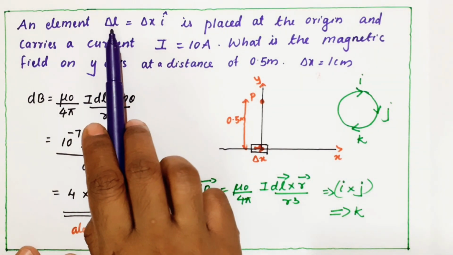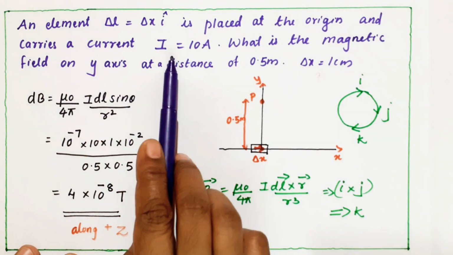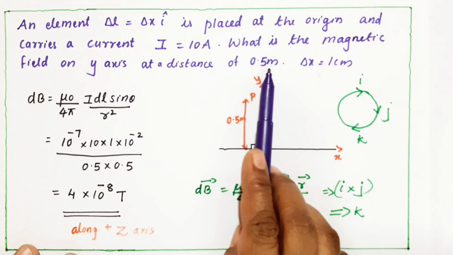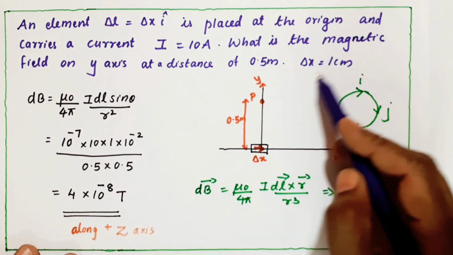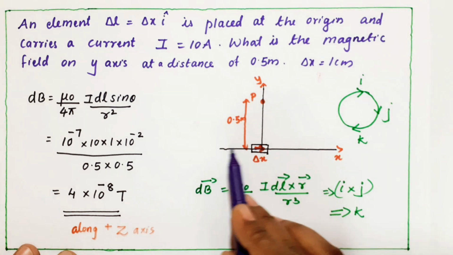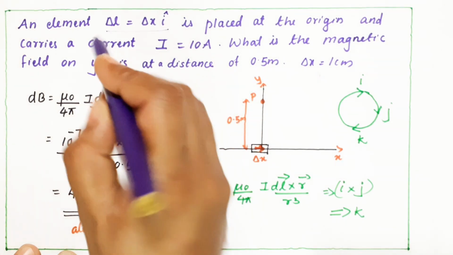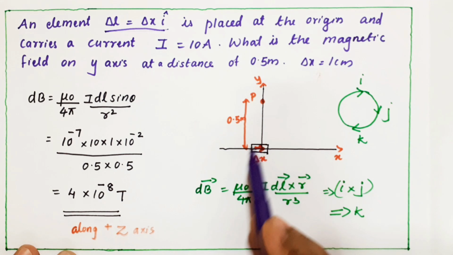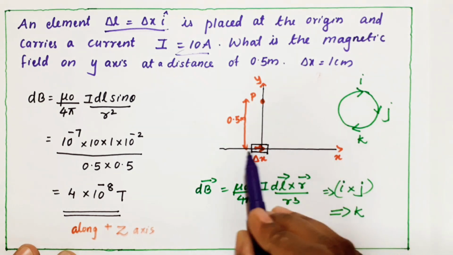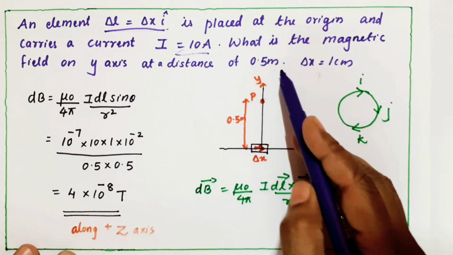An element of length delta L equals delta x is placed at the origin and carries a current of 10 ampere. What is the magnetic field on the y-axis at a distance of 0.5 meter? And delta x they gave as 1 centimeter. So here they told you to take an element. This is a current carrying conductor and we take an element here. What is the element length they told? Delta L equals delta x. It carries current, 10 ampere. This is lying along the x-axis. I should find the magnetic field along the y-axis at a distance of 0.5 meter.